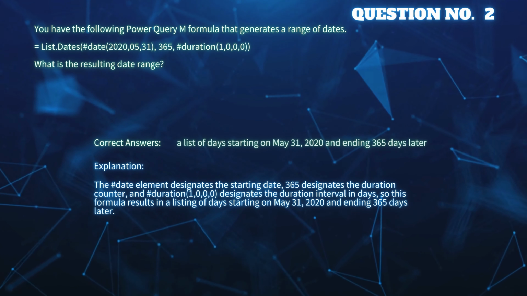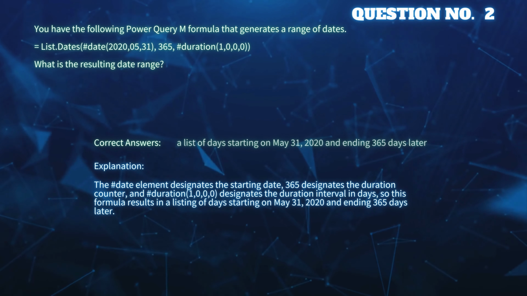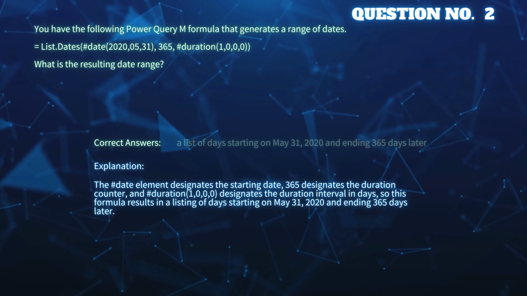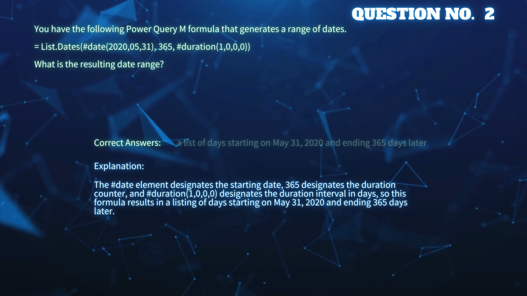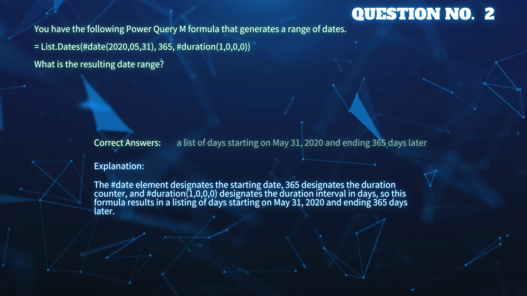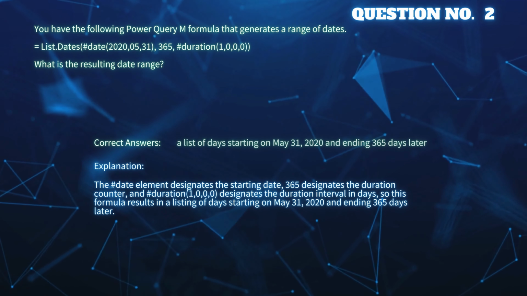Explanation: the #date element designates the starting date, 365 designates the duration counter, and #duration(1, 0, 0, 0) designates the duration interval in days, so this formula results in a listing of days starting on May 31, 2020 and ending 365 days later.